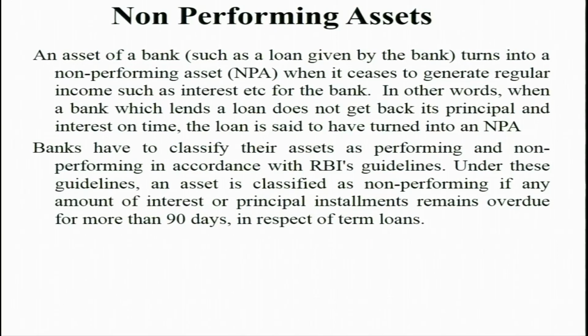One of the concerns with the Indian banking system recently is non-performing assets. That means an asset of a bank turns into a non-performing asset when it ceases to generate regular income such as interest for the bank. Banks have to classify their assets as performing and non-performing in accordance with RBI guidelines. Recently you might have seen lots of discussion with regard to non-performing assets in India, and on the classification of NPAs, RBI has come up with lots of guidelines.